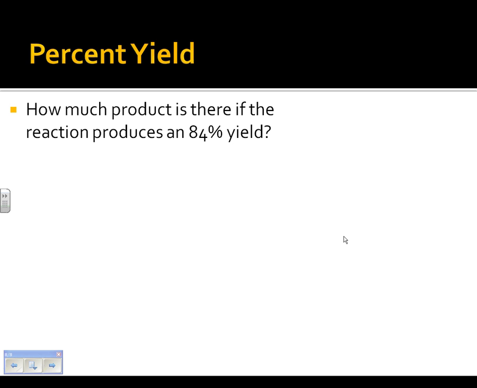In the first problem, we found that 0.524 grams of carbon dioxide should be produced. However, this number is only the theoretical yield. If the reaction had an 84% yield, how much carbon dioxide would actually be produced?